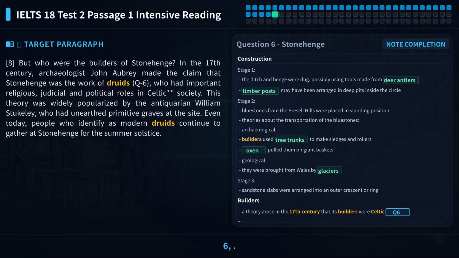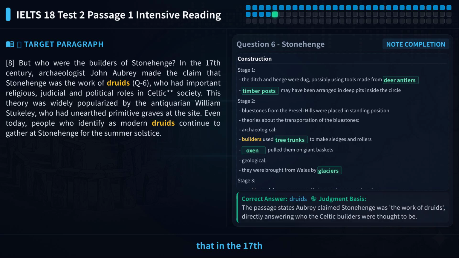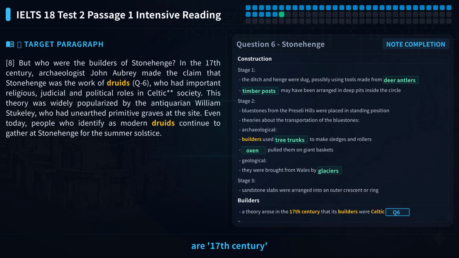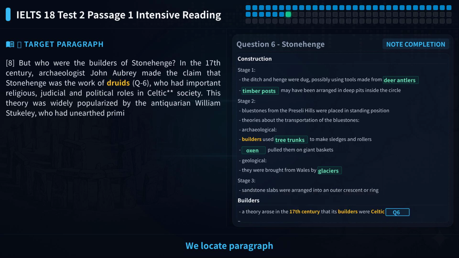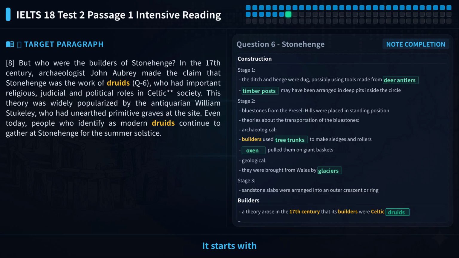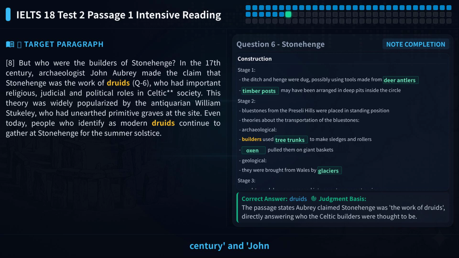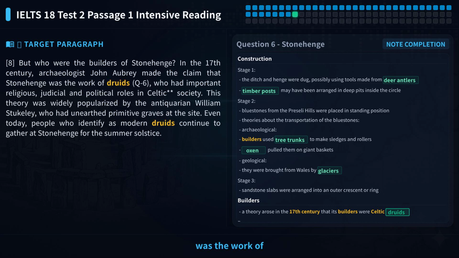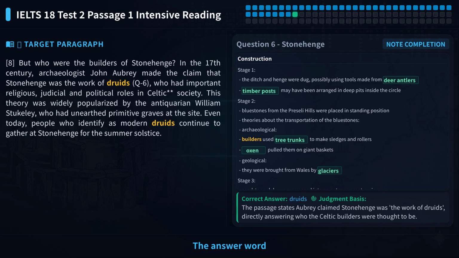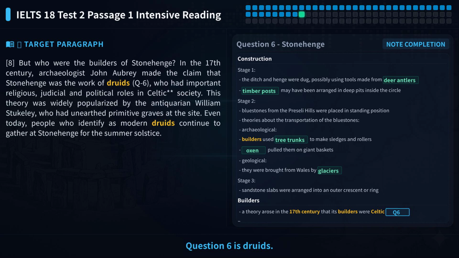Let's look at question 6. The question says that in the 17th century, archaeologist John Aubrey claimed Stonehenge was the work of druids, who had important roles in Celtic society. The clue words are 17th century and John Aubrey, which help us find the location quickly. We locate paragraph 8. It starts with who were the builders, then we see 17th century and John Aubrey. The text says Aubrey made the claim that Stonehenge was the work of druids. The answer word druids appears directly in the text. So the answer to question 6 is druids.